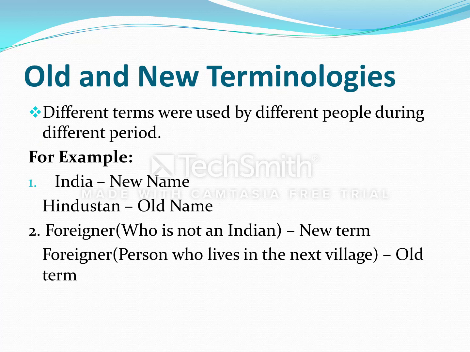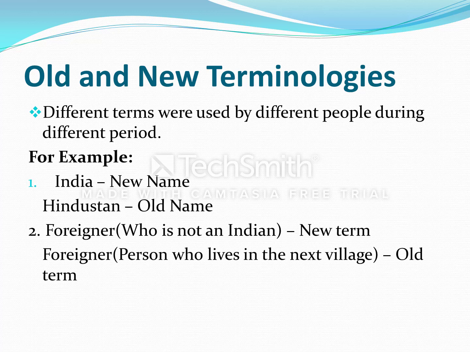Now we see the old and the new terminologies used by the people. That is, the name of the places or some words were different. People used different words in different places. There were different terms used by different people during different times. For example, the name of our country in the modern period is called India, whereas during the medieval period it was called Hindustan. Another chronicler, Amir Khusro, gave the name Hind for India.